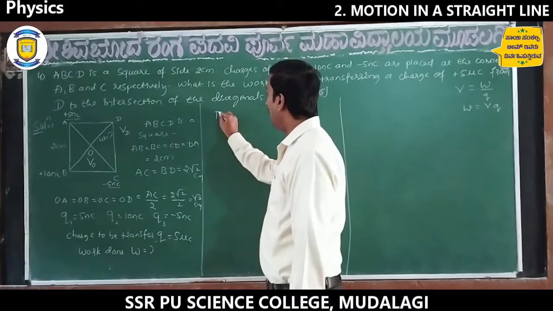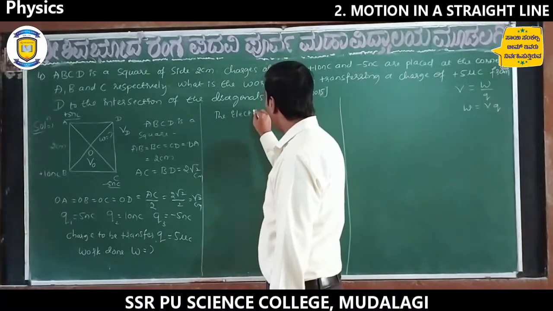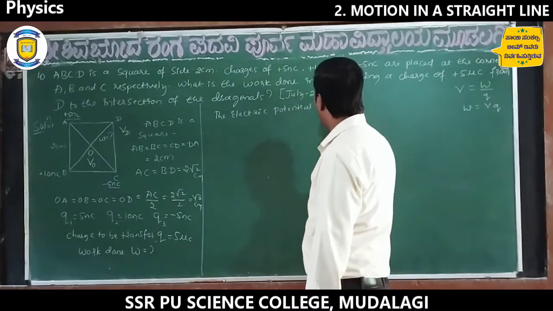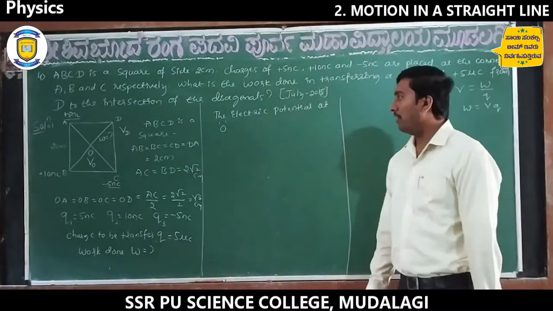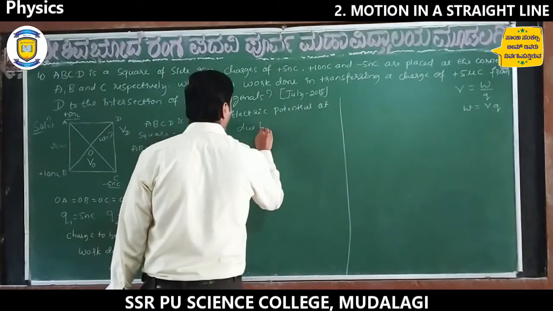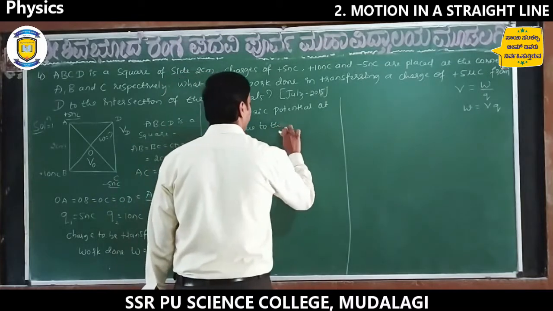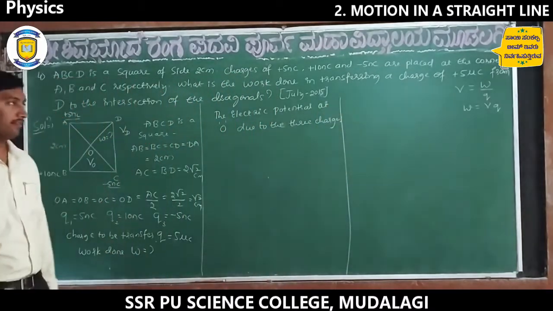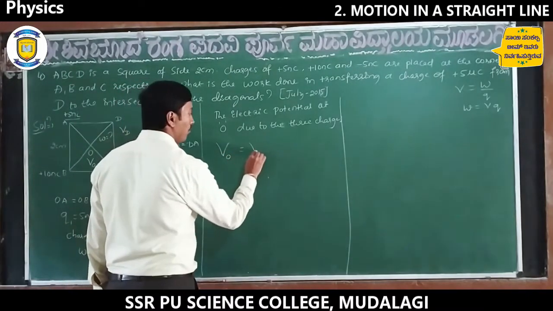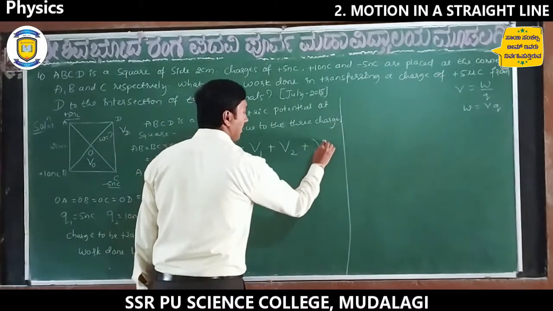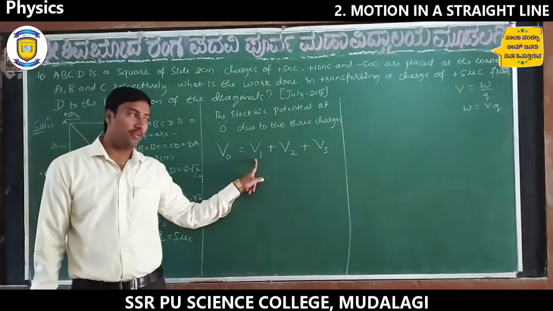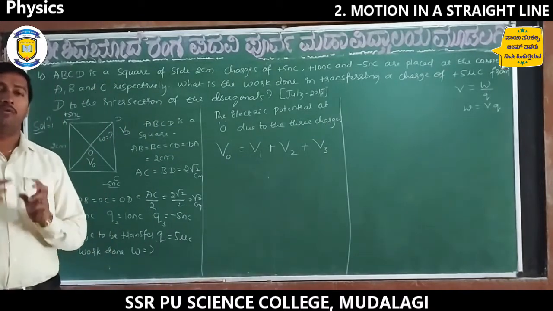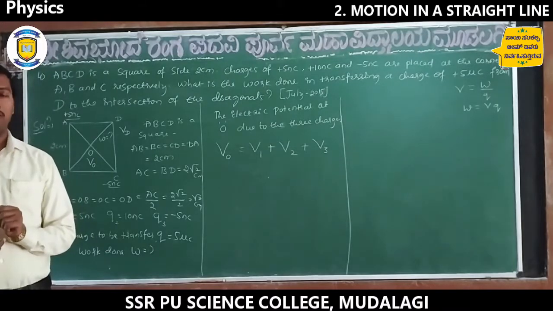The electric potential at O point, at the intersection of the diagonals, due to the three charges. V_O is equal to V1 plus V2 plus V3, that is, the potential due to the Q1 charge, the potential due to the Q2 charge, the potential due to the Q3 charge. The potential formula is V equal to 1 by 4 pi epsilon naught times Q by R, where R is the distance.